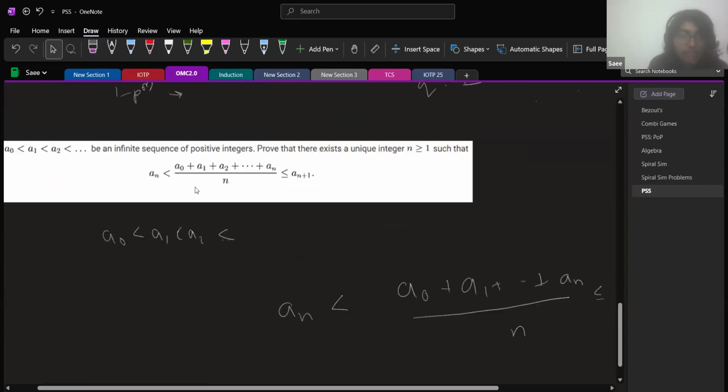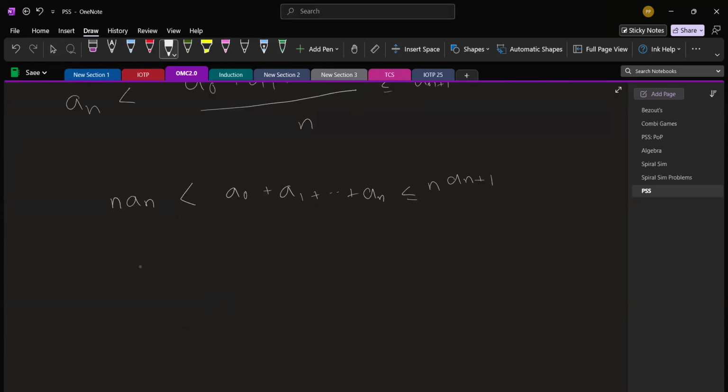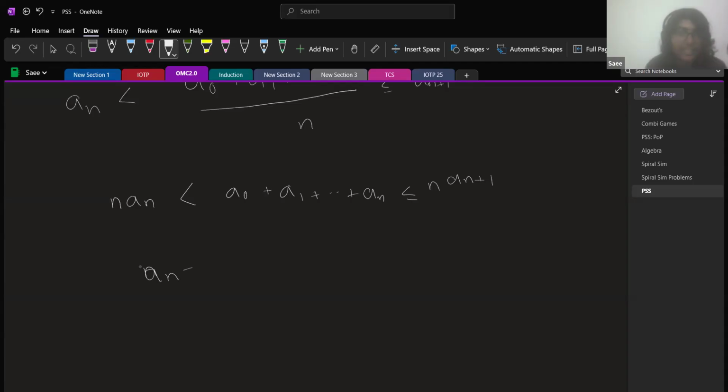Okay. Unique integer n for which this is true. Can you just subtract them from both sides? So you basically have n minus a naught, plus n minus a1, plus n minus a2, plus and so on.